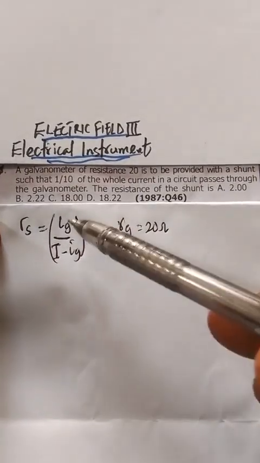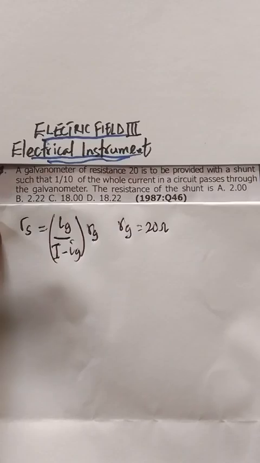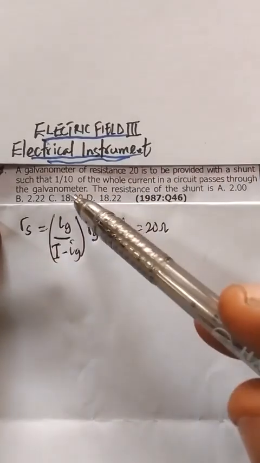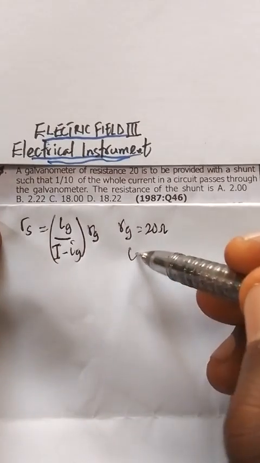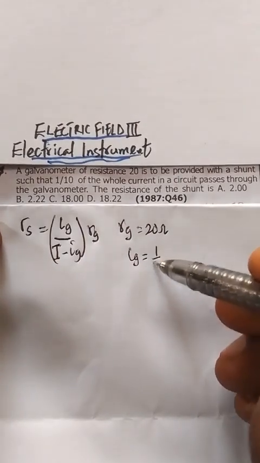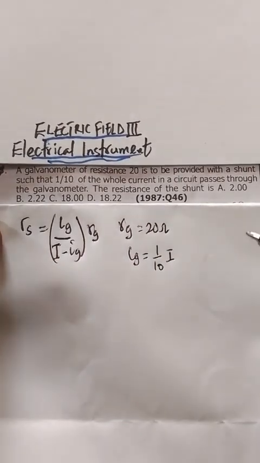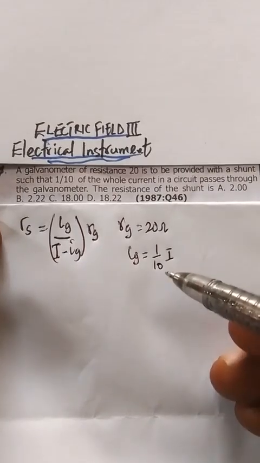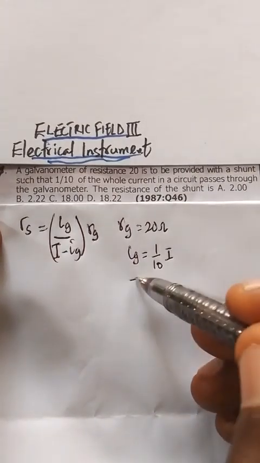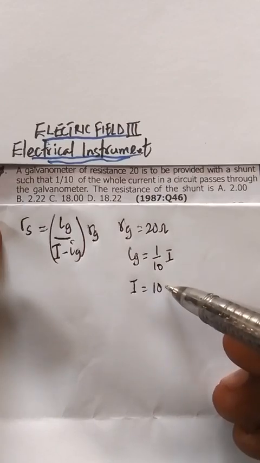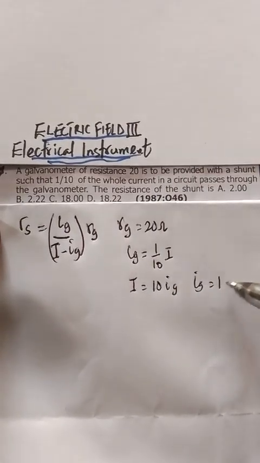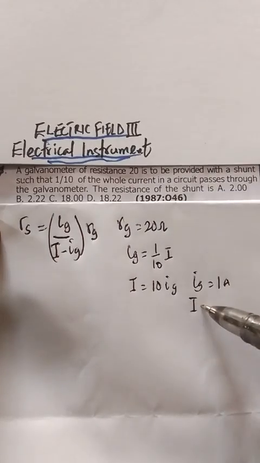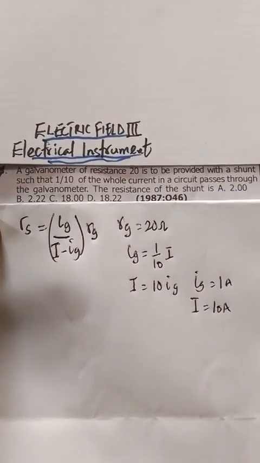Now, they gave us Ig and I. We are told that 1/10 of the whole current is Ig. So it means Ig is 1/10 of the whole current. From here, if you multiply, I equals 10 Ig. So if Ig, let's suppose, is 1 ampere, our I is going to be what? 10 amperes. If you do 10 times 1, you get 10.